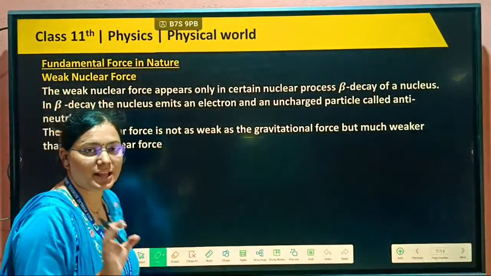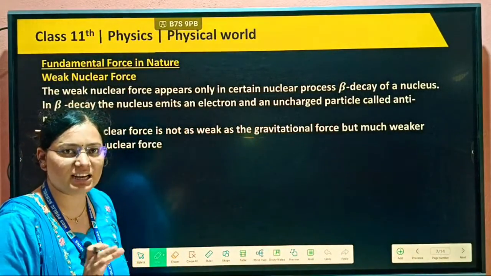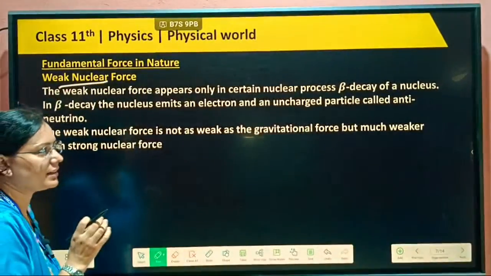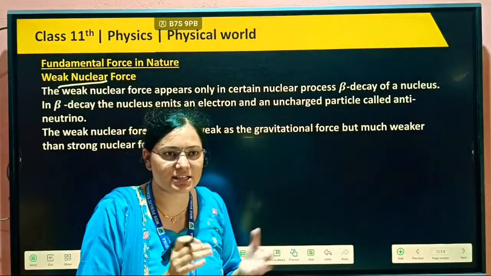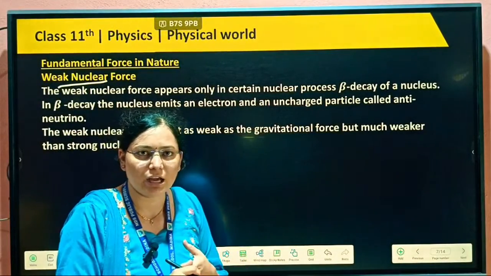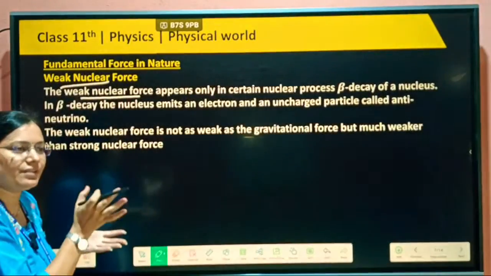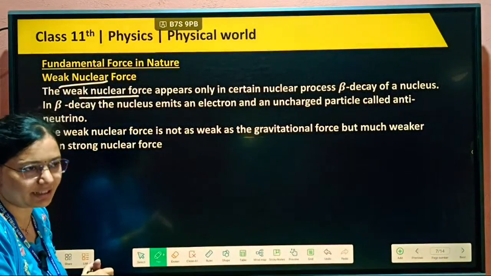Okay, next force beta. Here I told you there are four types of force available in our nature. That is our weak force. Next, weak force beta, not in your syllabus, but we will discuss this one. That is acting between the particles. By name we can say that it is the weakest force in our nature.